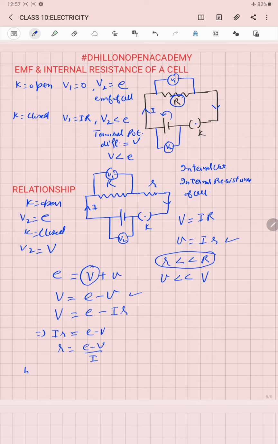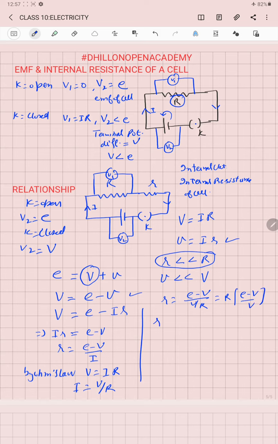If we use Ohm's law, V is equal to I into capital R, that is the voltage across an external resistance. From here, what is I? I is equal to V over R. So if we use this value over here, the value of r will be E minus V over V by R, or it will be equal to R into E minus V over V, which we can also write as R into (E over V minus 1). So this is the expression for the internal resistance of the cell.